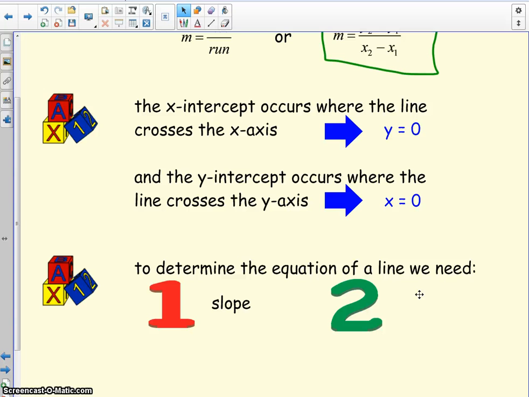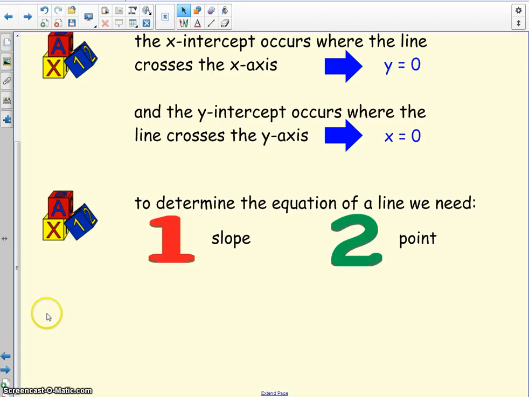But since it doesn't say what form we want, we just want to find the equation of a line in any form, we really just need any point. If it's not the y-intercept, that's okay. We can create point-slope form and go from there. If you have the y-intercept, great, use slope-intercept form. But as long as you have any point, you can create an equation of a line that works. Okay, we'll get some practice in that as we go through the examples today.